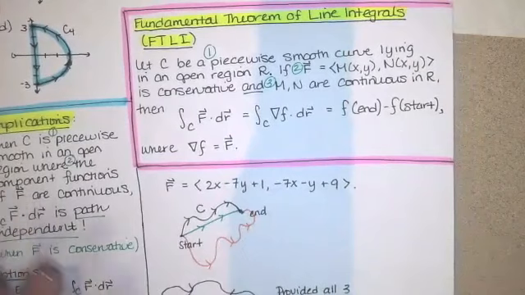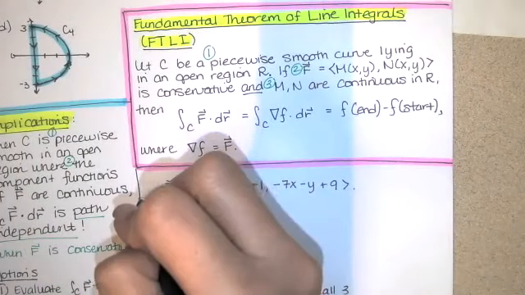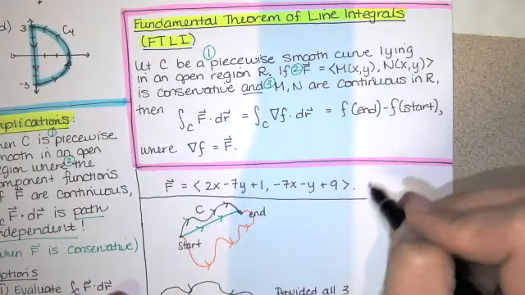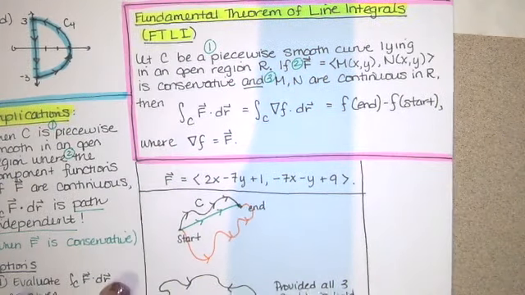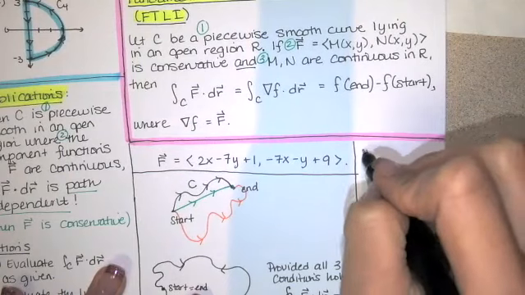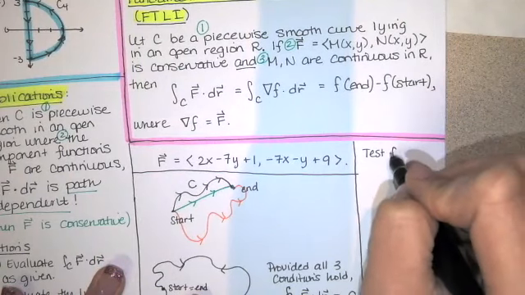Now this was our field, remember, in component form. And we've got a test for conservative fields. We actually have a couple of tests. We have one in R2 and then one in R3. Here's the test for conservative fields in R2.